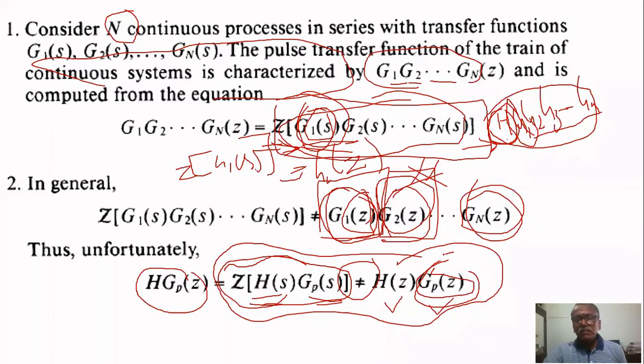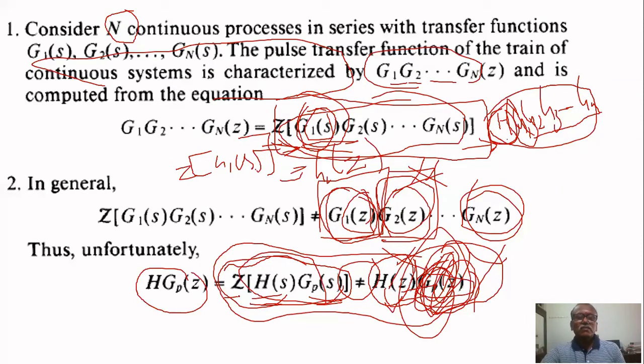If it is not accepting discrete input, but we are finding GP of Z and putting it here, it is wrong. Suppose GP of Z is a discrete filter, if you have found that, then you can cascade. Then also it is wrong, because H of Z gives continuous output. If you cascade, again, it's wrong. So you cannot find it this way. You multiply in the S domain, then find the Z transform. That is very, very important.